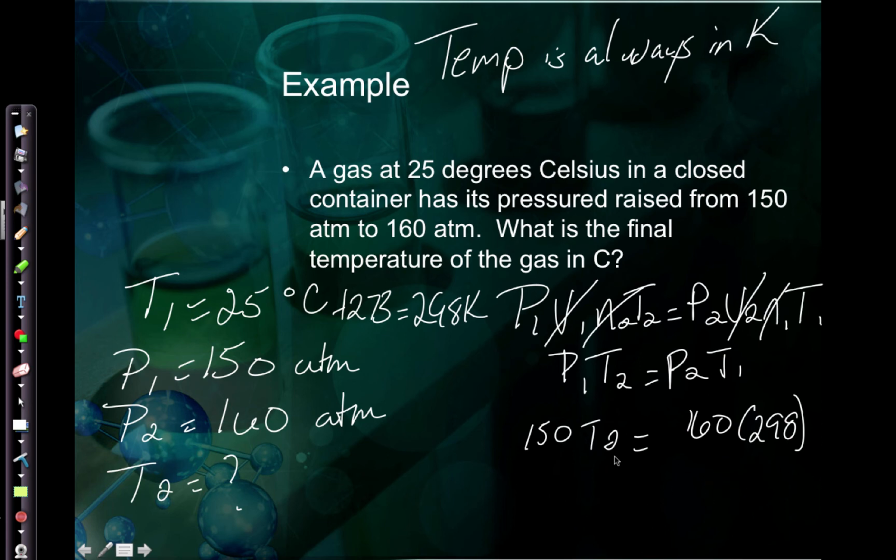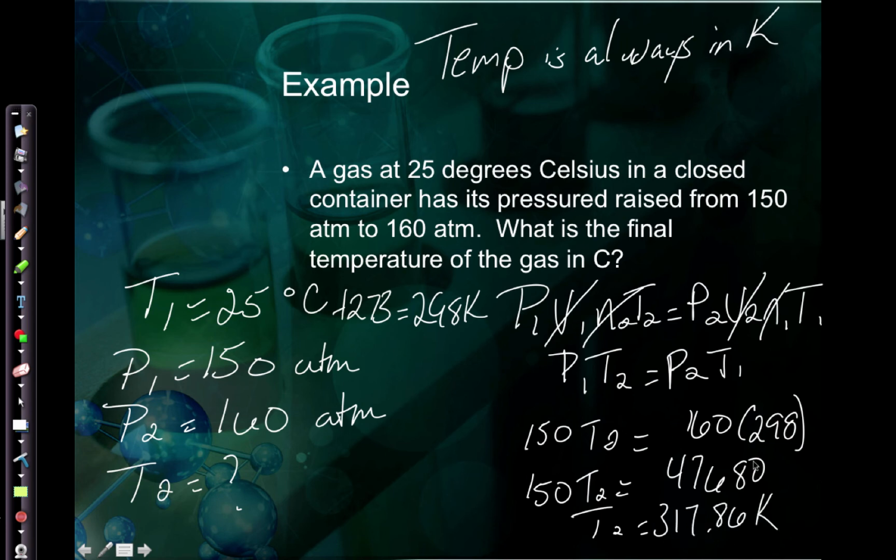All right, so I'm going to multiply these out. I get 47,000. Divide out my 150. So my T2 would be 317.86. And this is going to be Kelvin here, but the problem is asking for Celsius. So I'm going to take my temperature of 317, and then I'm going to subtract 273. And then that's going to give me my new temperature in Celsius. So it's 44.8 or 45 degrees Celsius if I round to sig figs. All right, so let's look at another one.